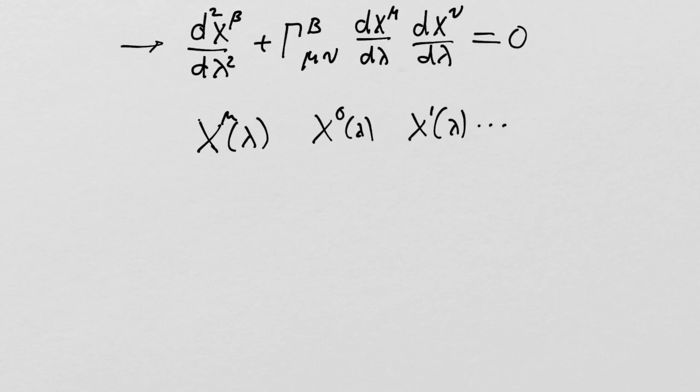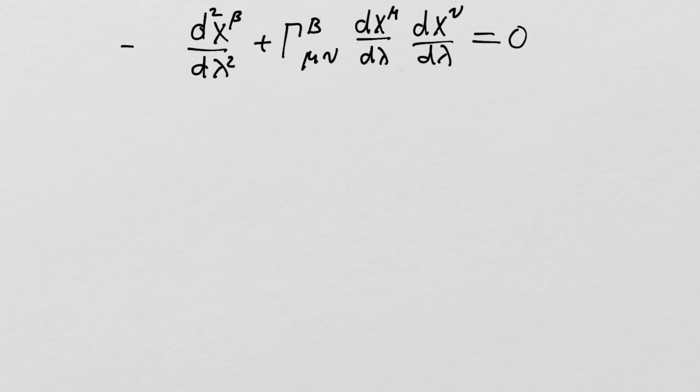But there's 4 differential equations, one for each beta, because remember the mu's and the nu's sum out. So you're only left with beta. So you have 4 of these. And that doesn't mean you're solving for 4 different paths. That means you have 4 coupled equations that have to be simultaneously solved by the same function, x mu of lambda. Just a little refresher on differential equations.